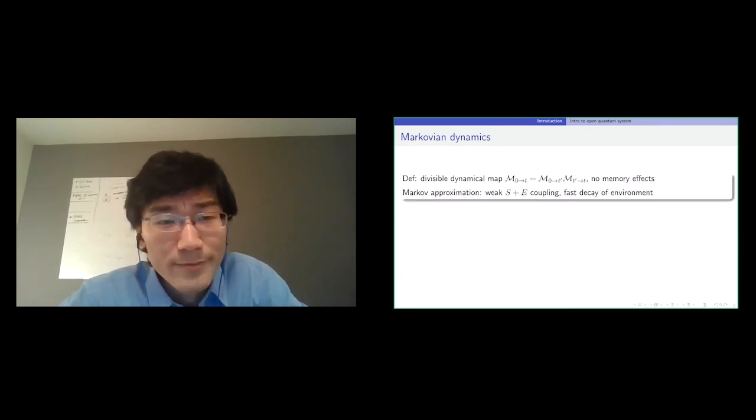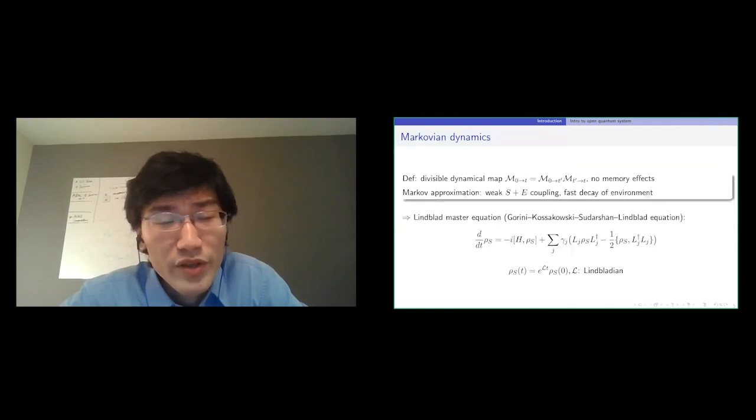Then you can show that if we have Markovian dynamics, the dynamical map can always give us a master equation, a linear Lindblad master equation. It can be written as this one. This one is a unitary part, that's what we usually see. And this one is a superoperator. It comes from the non-unitary dynamics. So then you can see that the dynamical map is just an exponential of this superoperator here. Usually I will call this superoperator the Liouvillian.